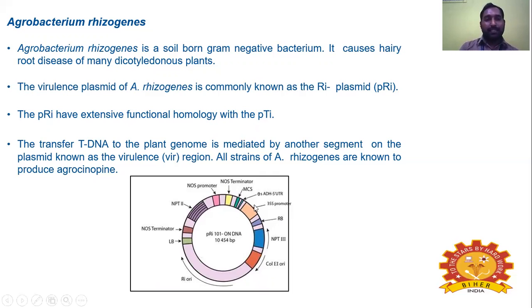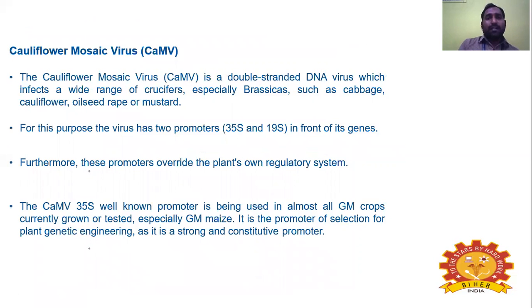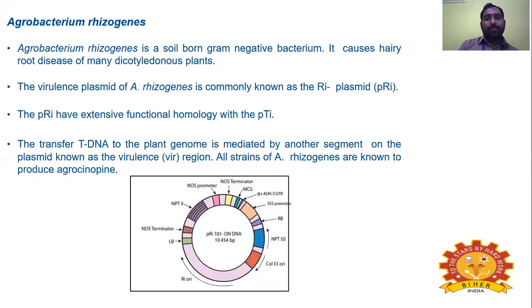So here we have the entire details about Agrobacterium rhizogenes. Here you can see the origin of replication, ColE1, then NPTIII and the NOS terminator, LB, NPT and the NOS promoter, NOS terminator and multiple cloning sites. So these are the few things you will be seeing in Agrobacterium rhizogenes.